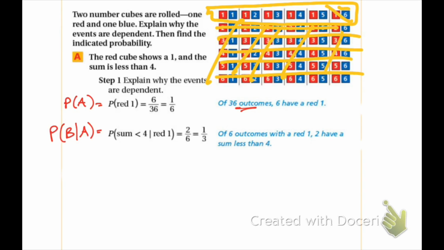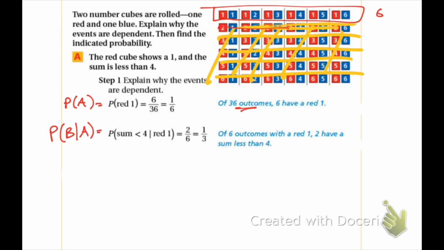Well, this sum doesn't work because that's 7, 6, 5, 4. So I'm left with only those two. But remember our total, because I'm starting with only this top row, since you're getting rid of anything that doesn't have a red 1, our total was 6, and out of that 6, only 2 had a sum less than 4, which reduces to 1/3. So that's the probability of our conditional event here.